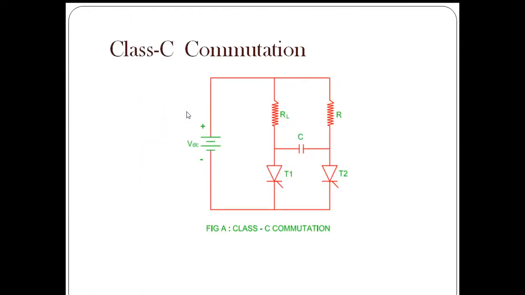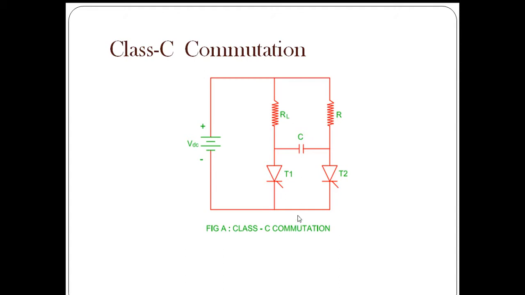Next type of commutation is class C commutation. In this, we are using two thyristors in parallel, and these are connected in series with the load resistances. So here we are having a DC supply. The DC supply will be connected across the parallel combinations of these thyristors and load combinations. In between these two branches, we are connecting a capacitor.